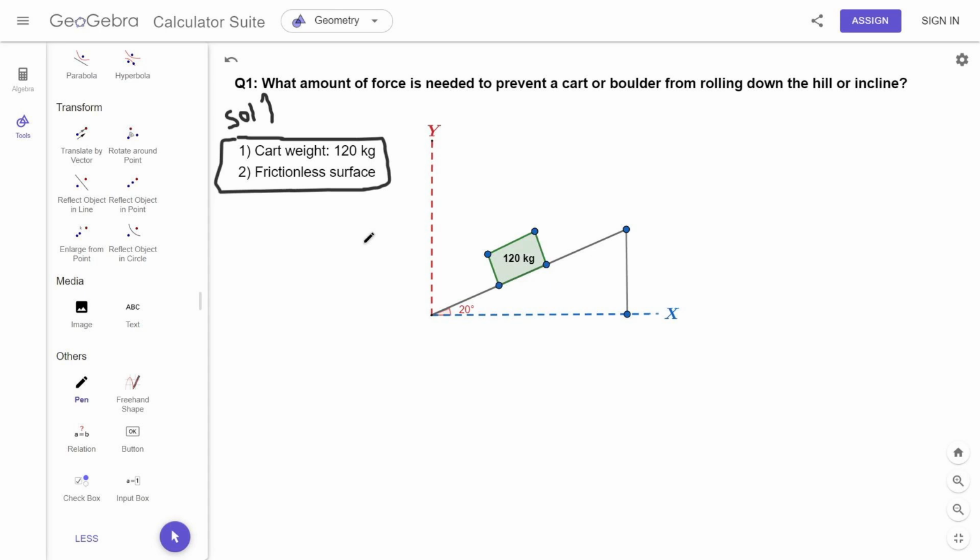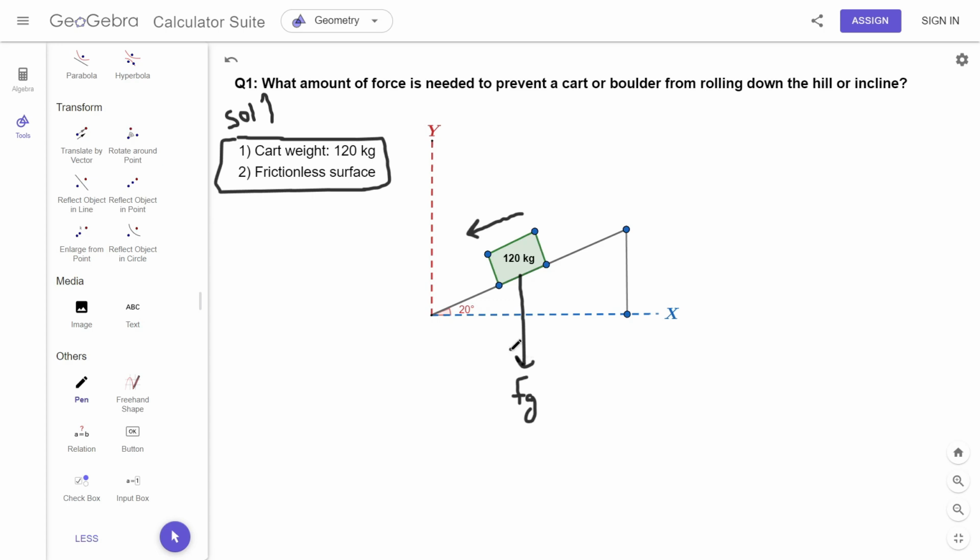In this example, we are dealing with a cart that weighs 120 kilograms rolling down an incline with an angle of inclination of 20 degrees. We assume that the surface of the incline is frictionless, so we can safely omit the force of friction. Since the cart is rolling down the incline in this direction, we can represent the force driving it with an arrow pointing in this direction. Can you guess what force is causing this cart to roll down in this direction? This force is caused by gravity, and it's called the gravitational force, which we draw as a vector pointing downward.